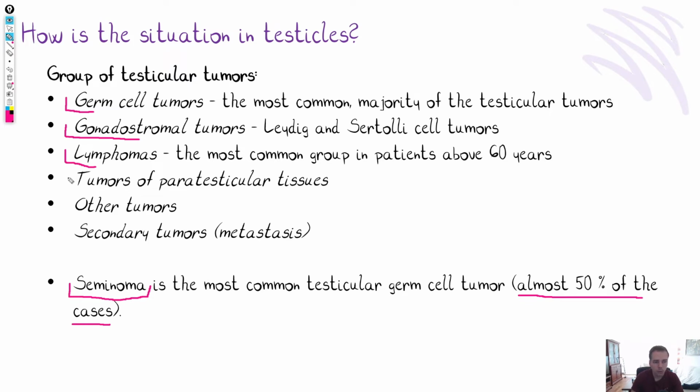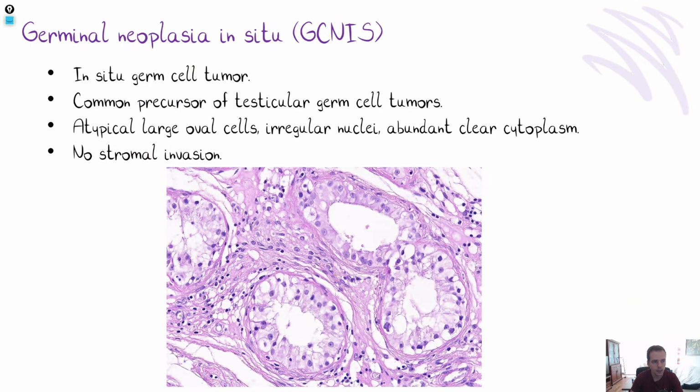Then we've got a group of others, let's say. There can be tumors of paratesticular tissues, there can be some soft tissue tumors, which are generally not so common. And we shouldn't forget that even the testicle can have secondary tumors, metastases.